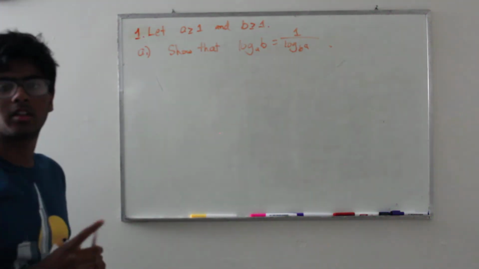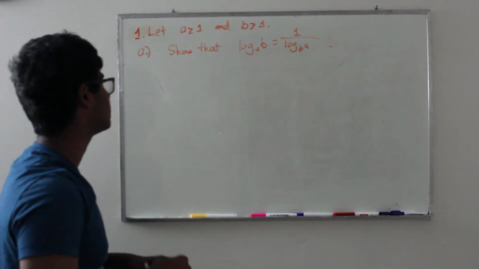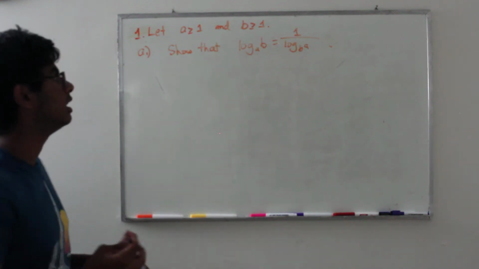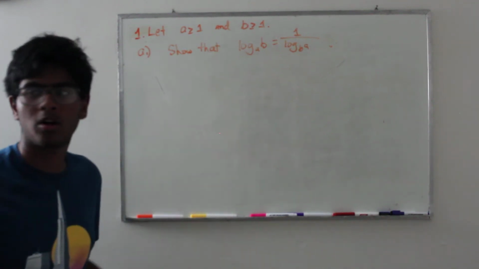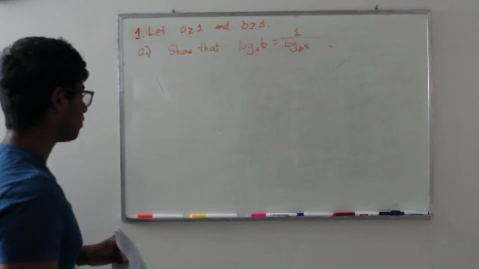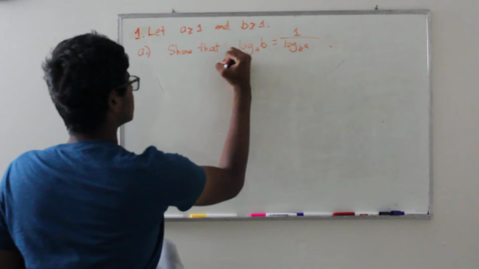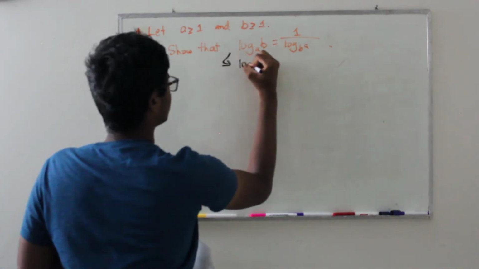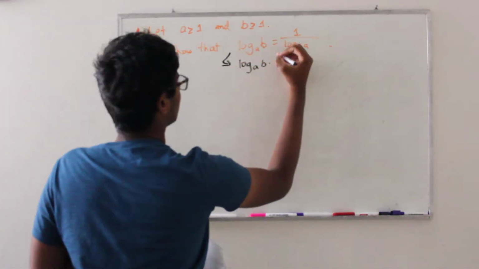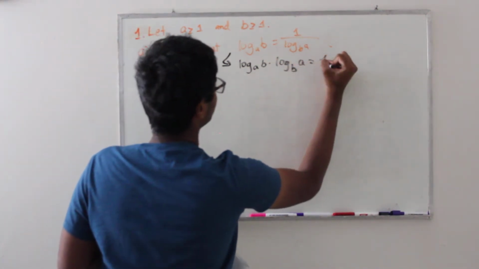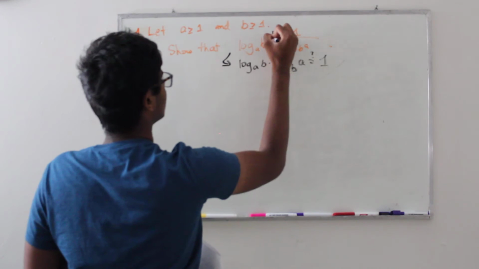Now, a lot of times when you're confronted with such logarithm problems and they want you to prove something, the first thing that you should definitely do is take everything to the power of some exponent. Before I do that though, I'm going to simplify this a little bit. So I'm just going to say log base a of b times log base b of a equals 1. Well, presumably. We haven't proven it yet.